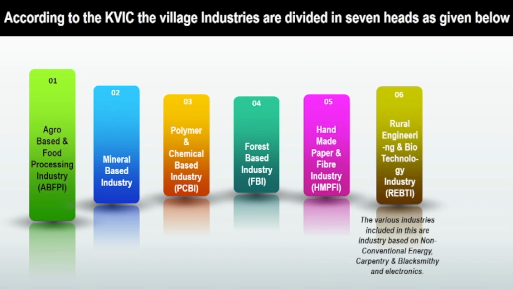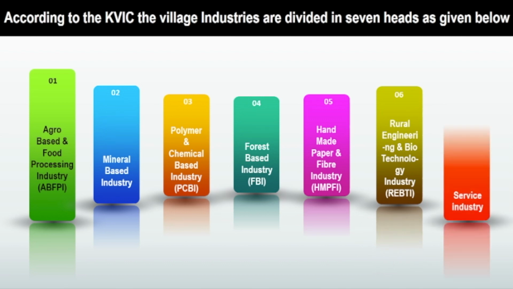Another type we have is rural engineering and biotechnology. The various industries included in this are industries based upon non-conventional energy, carpentry and blacksmithery, as well as industries based upon electronics. The last one is the service industry, which is responsible for coordination. So, dear learners, these are some of the industries in which a rural startup can be set up.